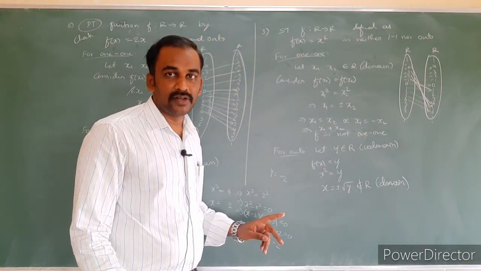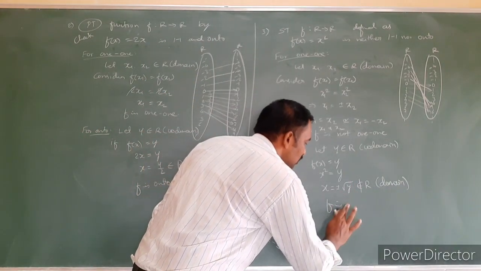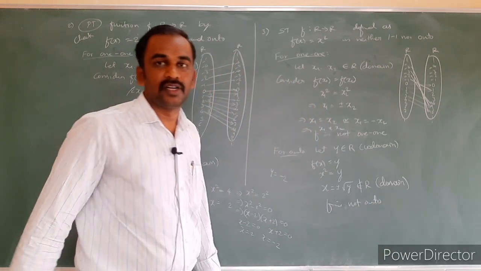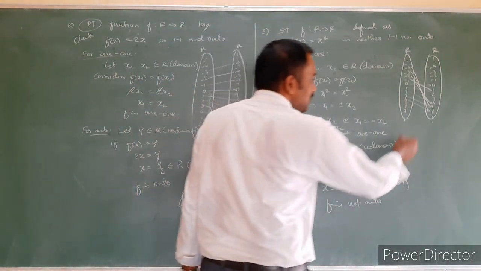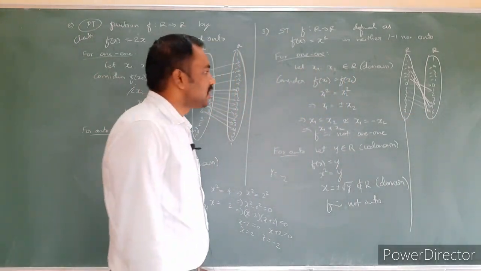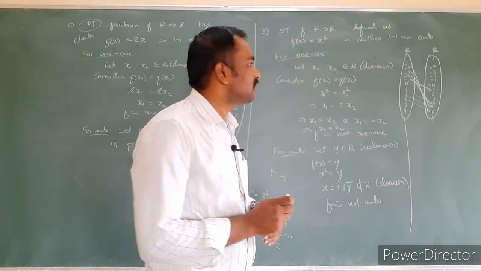How to conclude it? Therefore, f is not onto. Are you sure about this one? Suppose, instead of this, another way: a counter example. Give a counter example. What is a counter example? Which element does not have a pre-image? Just give it.